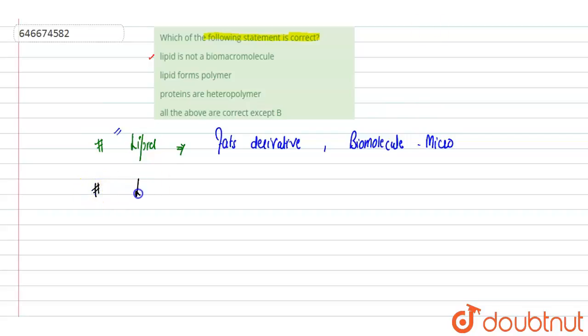Next is lipid forms polymer. If you see, lipids are monomeric units. They don't form any polymers. They are not combined to form any further subunits. So no polymers in the case of lipid have been observed. So this is an incorrect statement. So we can say that this is a wrong statement.